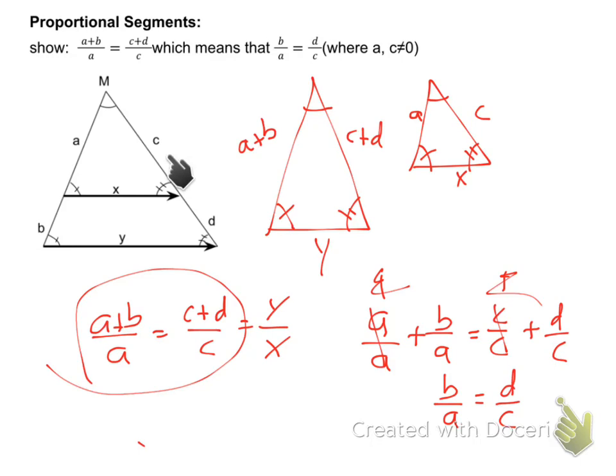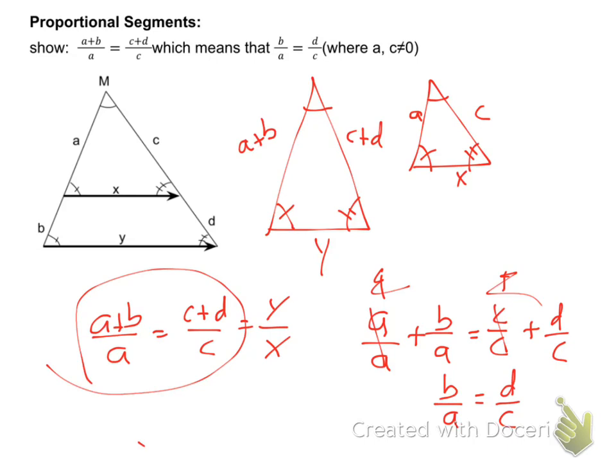See, wait a minute. So you're saying that when you have parallel lines and you cut them by transversals, I can actually say that B over A, which is this segment divided by the one above it, is equal to D divided by C? That's pretty cool.